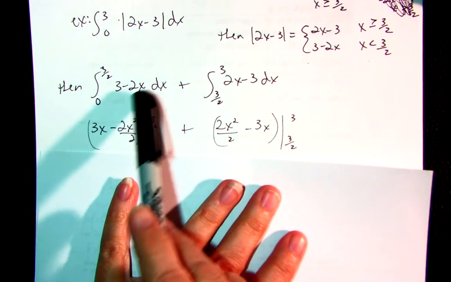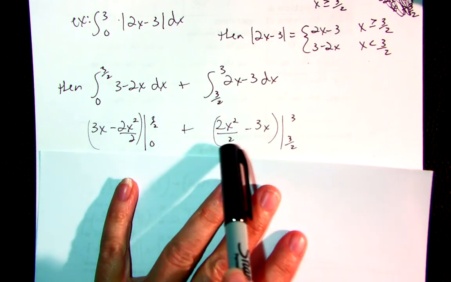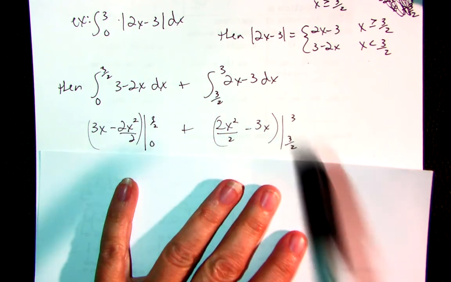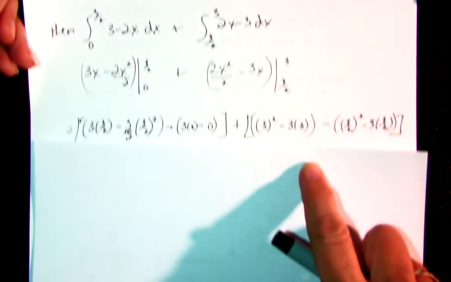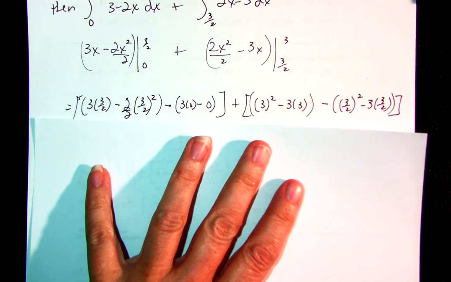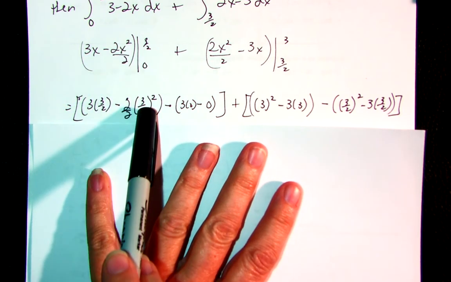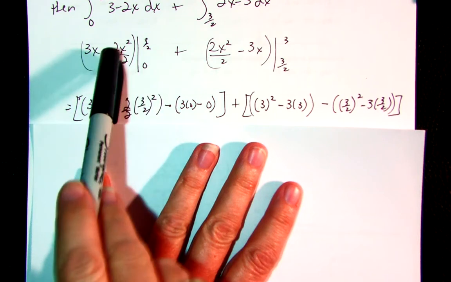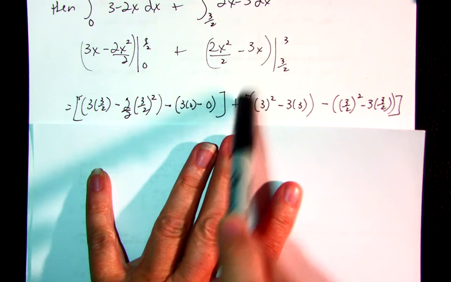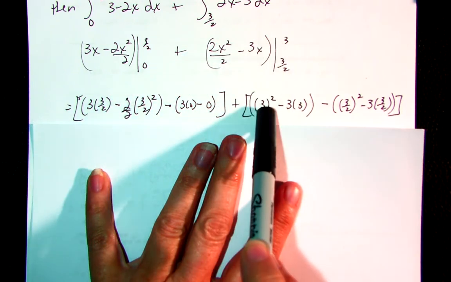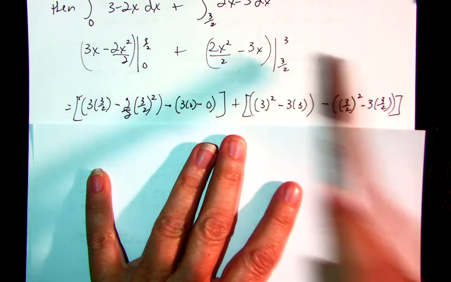So 3x minus 2x squared over 2 from 0 to 3/2, plus 2x squared over 2 minus 3x from 3/2 to 3. Problem gets a little long, but it's not too bad. There's some zeros in here. So I have to put in 3/2 first, minus, now put in the 0. There's my plus. Now I have to put 3 into here, minus, now I put 3/2 into here.